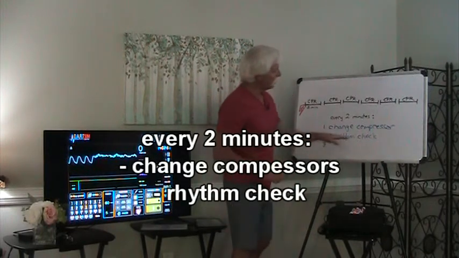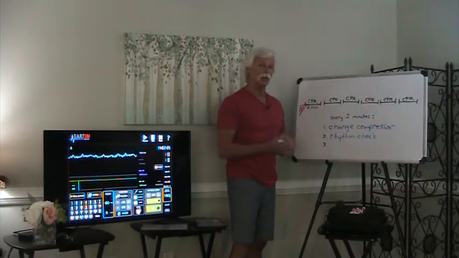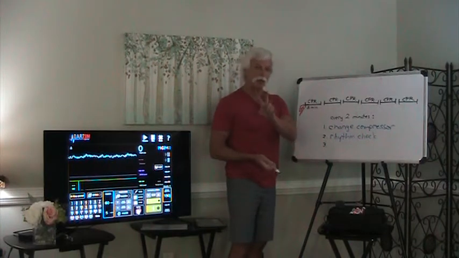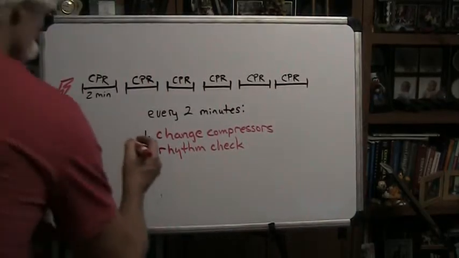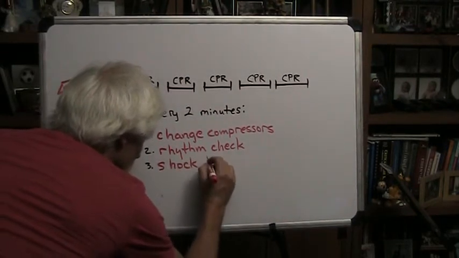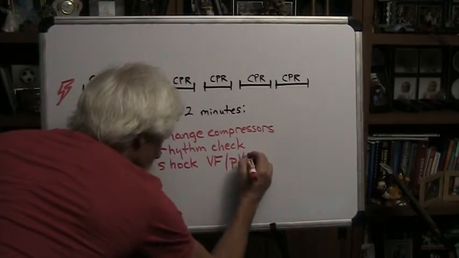And then finally, the reason we do a rhythm check once every 2 minutes in conjunction with the change in compressors is to see if we still have a shockable rhythm. Shockable rhythms include ventricular fibrillation and pulseless VTAC. If you see either of those 2 rhythms, each time you do a rhythm check, you should immediately shock VFib or pulseless VTAC.